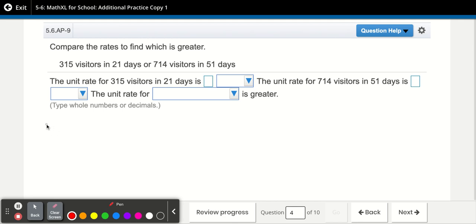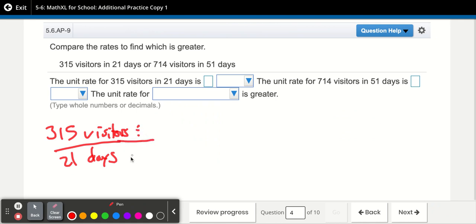We have 315 visitors in 21 days. So we're going to need to divide the top and the bottom by 21 to figure out how many in one day.